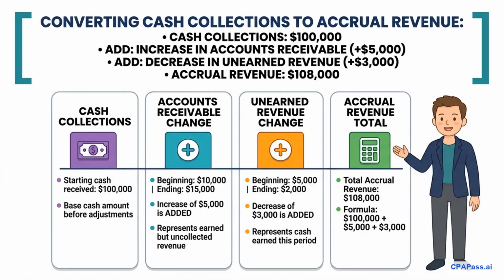Let's convert cash collections to accrual revenue using a concrete numerical example. Suppose a business collects $100,000 in cash. At the beginning of the year, accounts receivable was $10,000, and at the end, it rose to $15,000. Additionally, unearned revenue started at $5,000 and ended at $2,000. Using our scale method, the $5,000 increase in accounts receivable means we earned more than we collected, so we add it. The $3,000 decrease in unearned revenue means we finally earned that cash, so we add that too. Accrual revenue is $108,000.